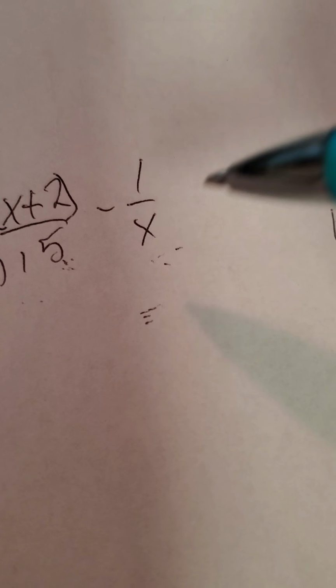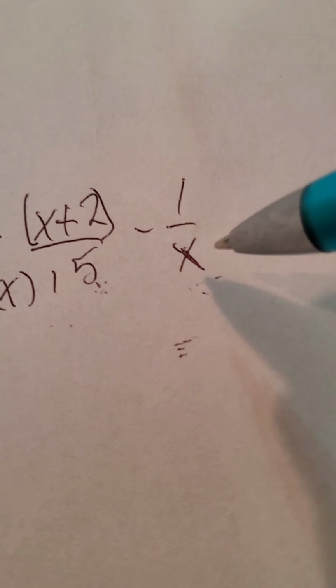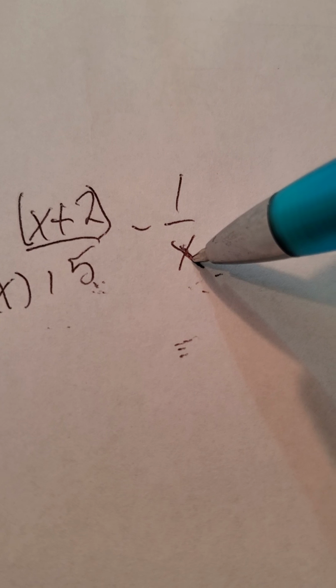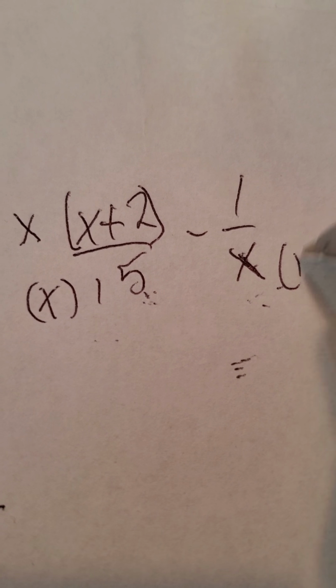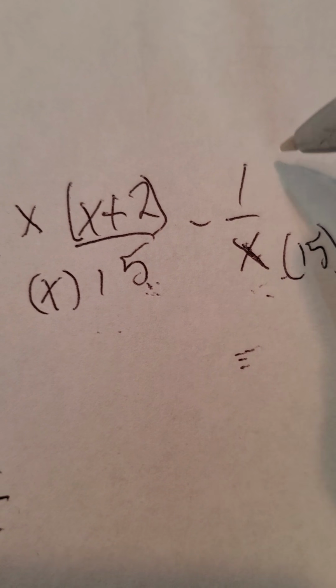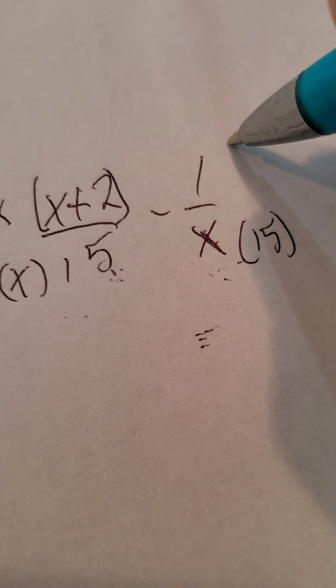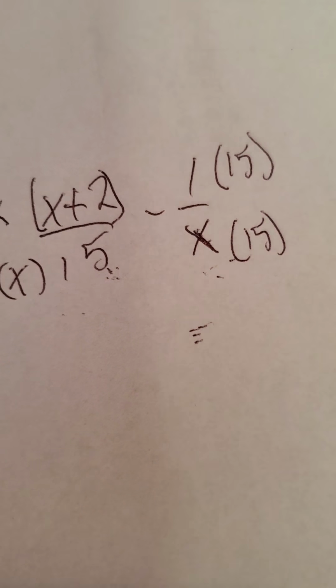Now, let's get back to this. Sorry, it was a little sloppy. I have an x in my LCM here, but I'm missing the 15. So I'm going to have to put a 15 here. I'm going to multiply the bottom by 15. If I multiply the bottom by 15, I need to multiply the top by 15.